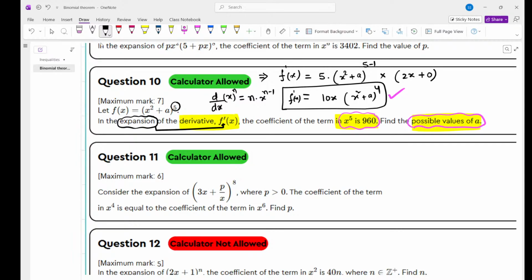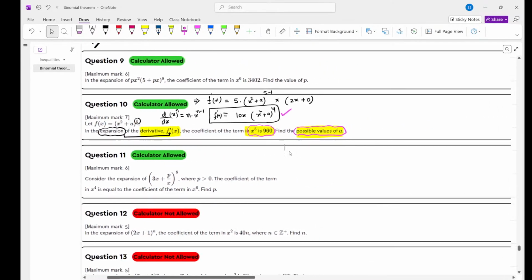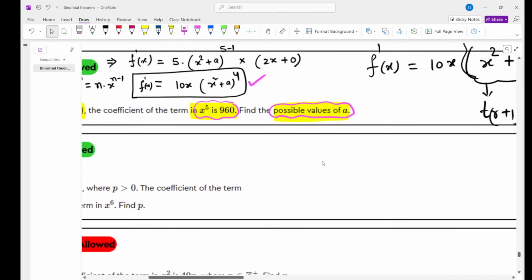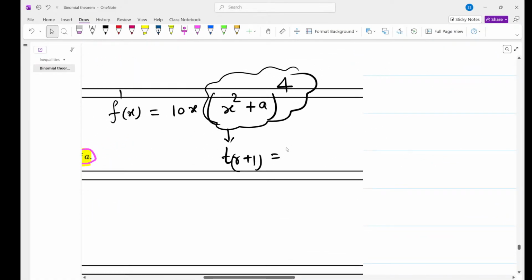Okay, so T r plus 1. So we will do the same thing. First, do x squared, a. See, my question is, f dash x is right now 10x times x squared plus a raised to power 4. So first of all, we will write the general term for this one, isn't it? So you can write it's T r plus 1. What should be T r plus 1? Please tell me. You have to lead the solution. Tell me, what should be T r plus 1?